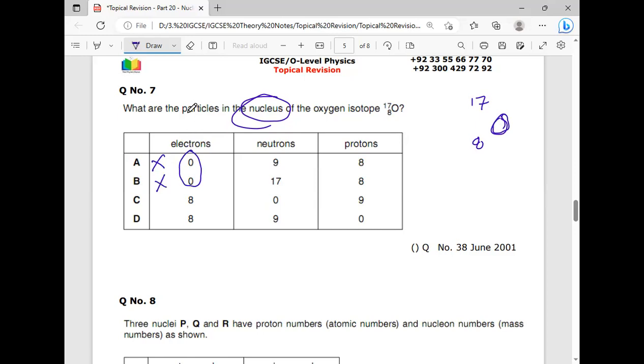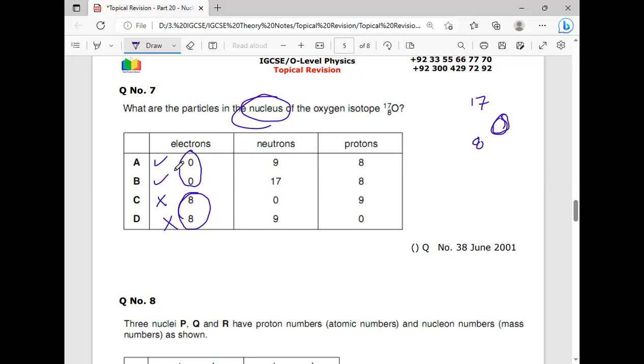And now we will check: same number of protons but different number of... sorry. In the nucleus there are no electrons, so these two options are wrong options. So while attempting the MCQs you have to be very careful. I was casual for a second and a mistake happened.